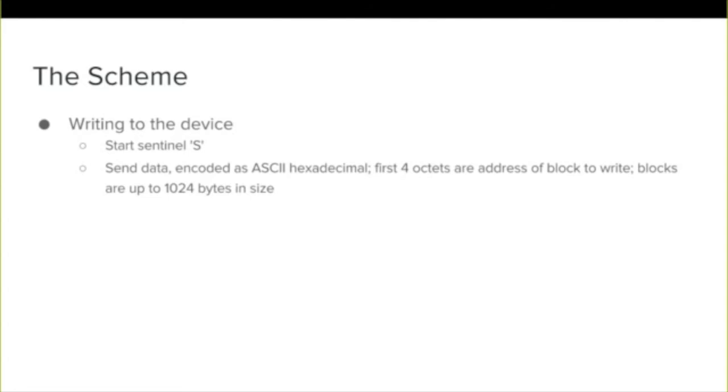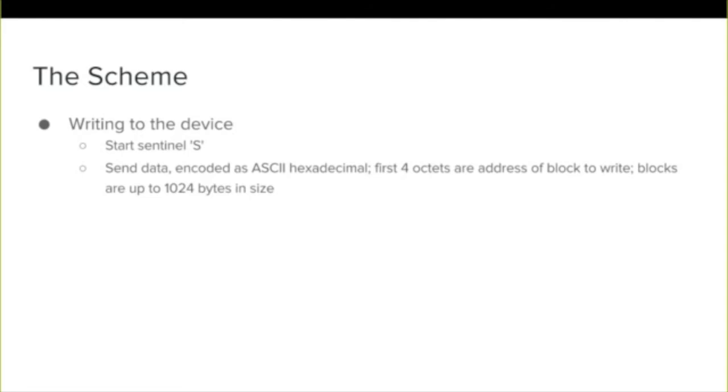So the first 4 octets of the message we're gonna send is gonna be the address. It's gonna be the location of memory where we wanna put this block of data that we're sending, okay? Because we're assembling a program, right? And our program might be longer than our block. We need to send more than one block, because remember, our device can't take all the data at once, right? It has a buffer we need to put it into. That buffer is a fixed size. So we can only send so much data at a time.